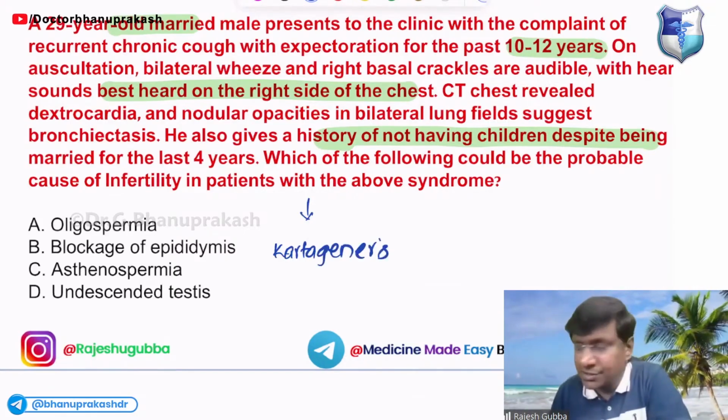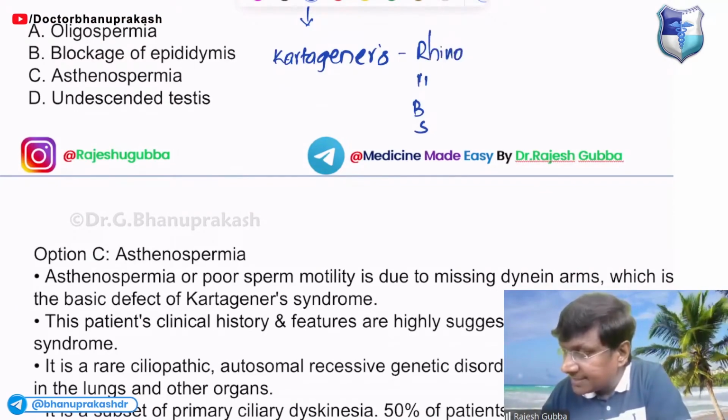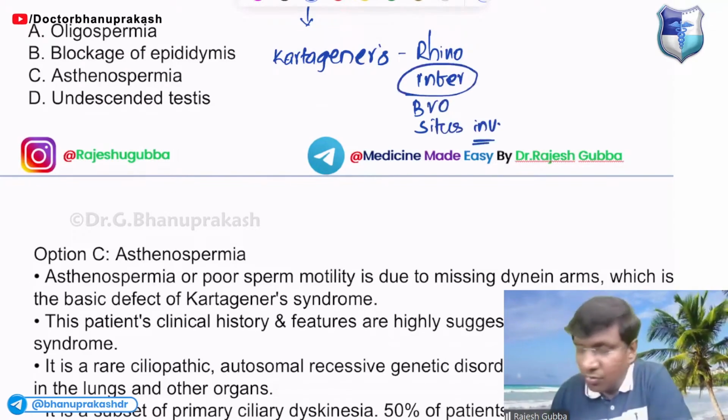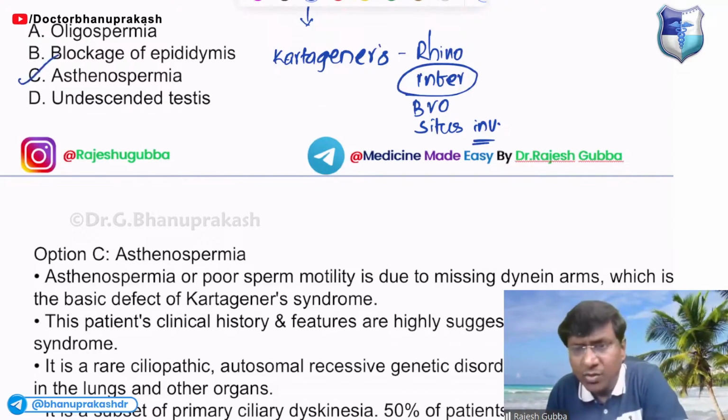Okay, so in case of Kartagener's, what are the components? That is RIBS. What is RIBS in Kartagener's? R is rhinosinusitis. I stands for infertility, right? B stands for bronchiectasis. S stands for situs inversus. And that infertility, what exactly is the reason? The infertility, particularly in case of males, is mainly due to asthenospermia. What is asthenospermia? Where there will be poor sperm motility, right?